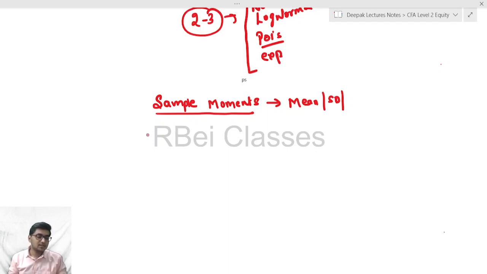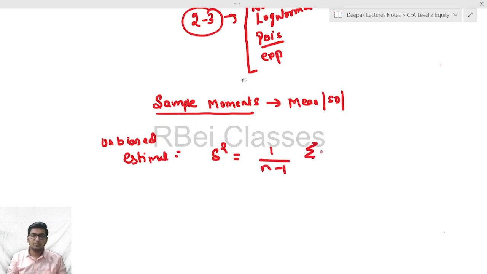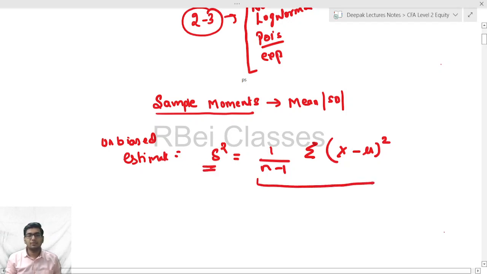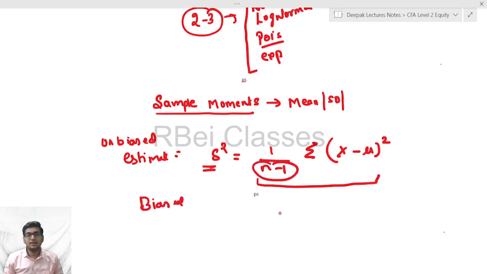Like unbiased estimate. If I want to write the formula for unbiased estimate of S square, that is variance, it is going to be what? 1 by n minus 1 sigma x minus mu whole square. Clear? If I want to find the unbiased estimate for the variance, then we are going to use this particular formula. And if we are asked to calculate the biased one, then we are not going to divide by n minus 1, we are going to divide directly by n. So we are giving this 1 as extra degree of freedom, clear, to make it an unbiased estimate.